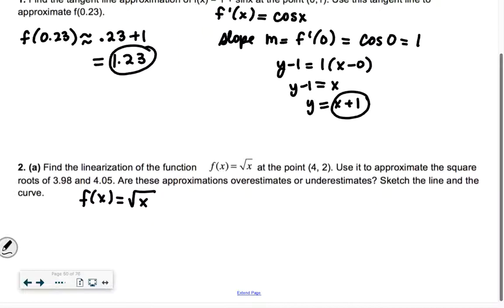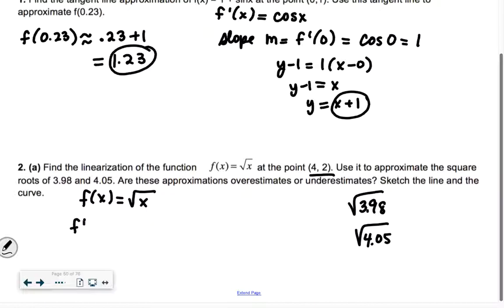Okay, so we're going to think about this. We have our function. It's clear that if I'm finding the square root of 3.98 and the square root of 4.05, I'm definitely using an x value of 4. That makes sense, right? Do you guys see that? So that's why I'm using this point 4, comma 2.